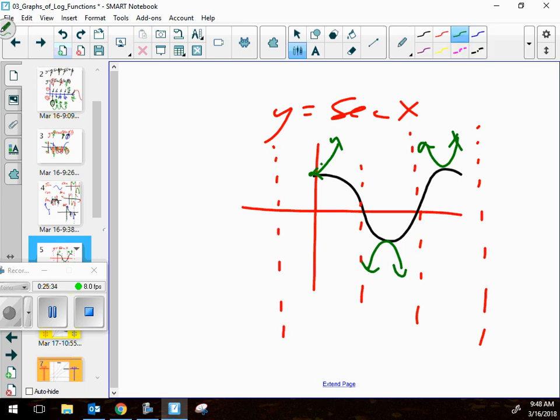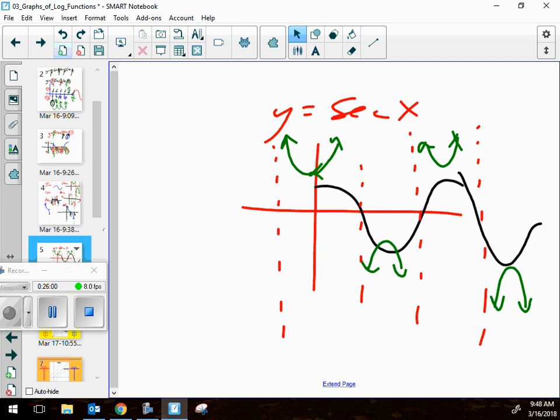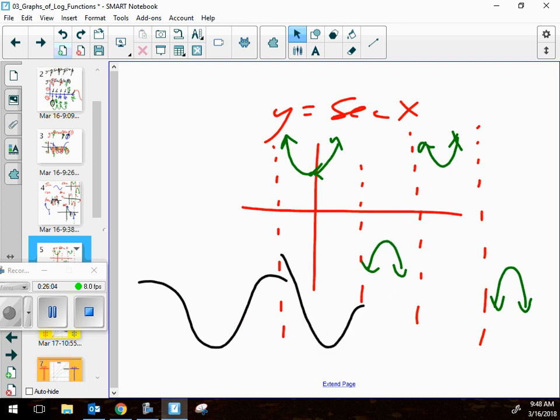If I wanted to continue a little bit more, now I did not do 1 period. It's got 2 ups and 1 down. I could even finish and get 2 periods. There, I just graphed 2 periods of secant. The green one is secant. The black one is cosine. So I can really pull the black one out, and there, I've graphed 2 periods of secant.